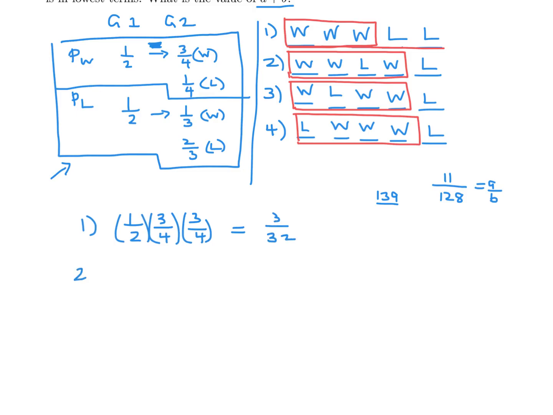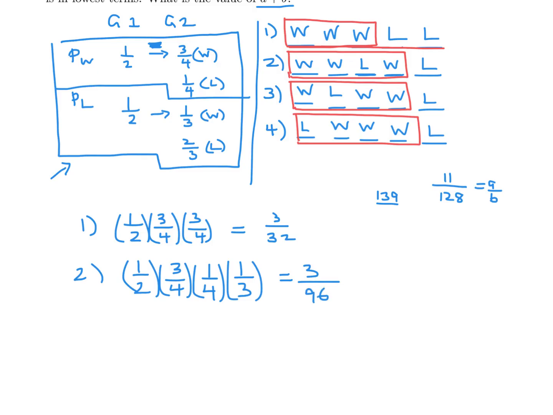Okay, number 2. Again, probability of winning the first one is a half. If you win the first one, the probability of winning the second one is 3/4. If you win a game, the probability of losing is 1 over 4. If you lose, the probability of winning the next one is 1 over 3 from this table. So that goes here. Let me just double check if I did this right. 1/2, 3 over 4, 1 over 4, and 1 over 3. Yes. So when you multiply it out, it gets 3 over 16 times 6, which is 96. Got it? Hopefully you're getting the hang of this.